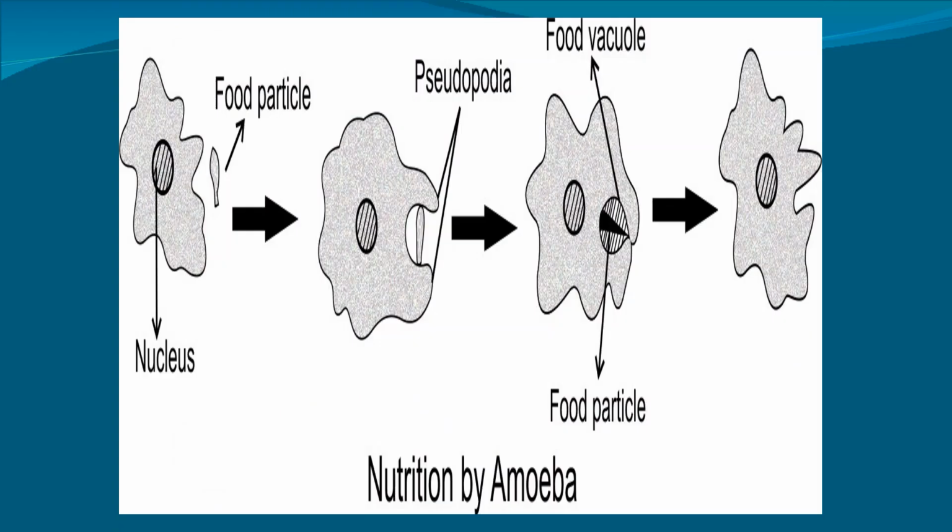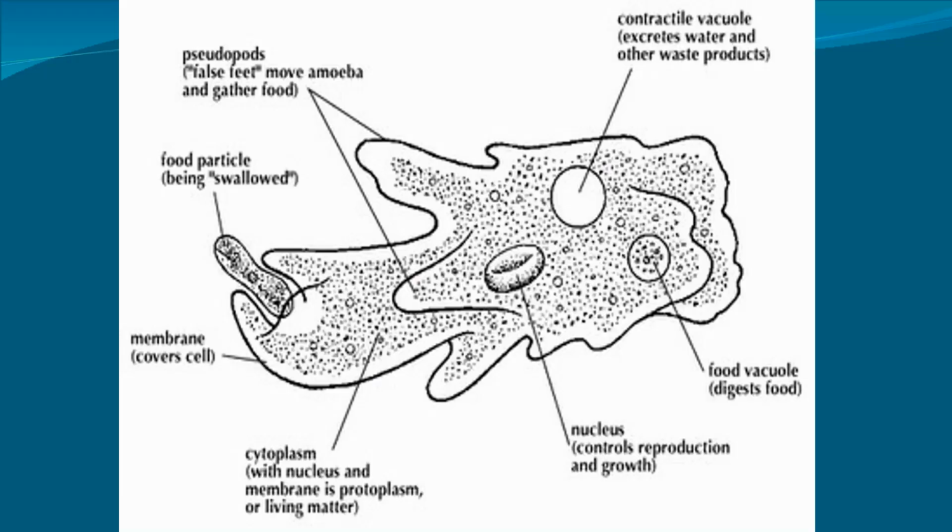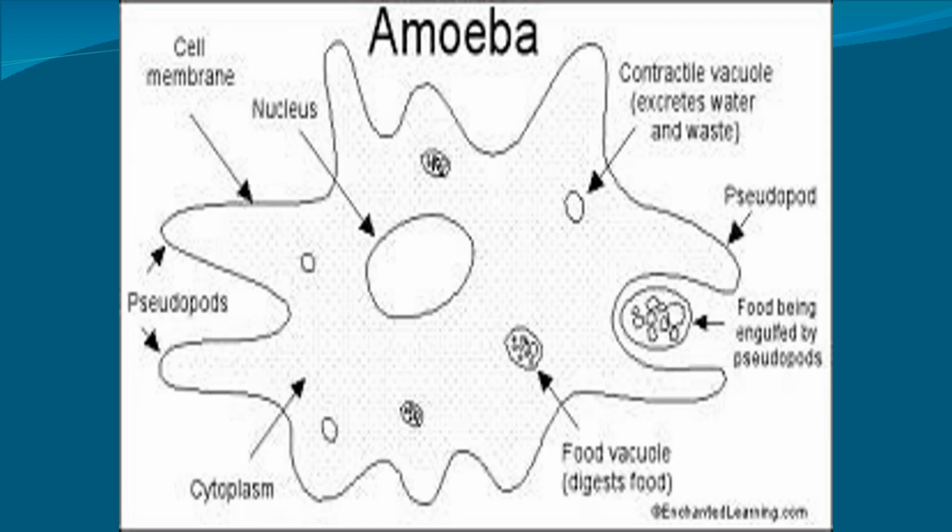Likewise, in other diagrams also, you can see that the pseudopodia or the false feet move the amoeba and help it gather food. The food particle thus gets swallowed. The food vacuole digests the food after it is swallowed, and the contractile vacuole excretes the water and other waste products. So in this way, amoeba derives its nutrition, and simple diffusion can help it do so because the entire surface of the organism is in contact with the environment.